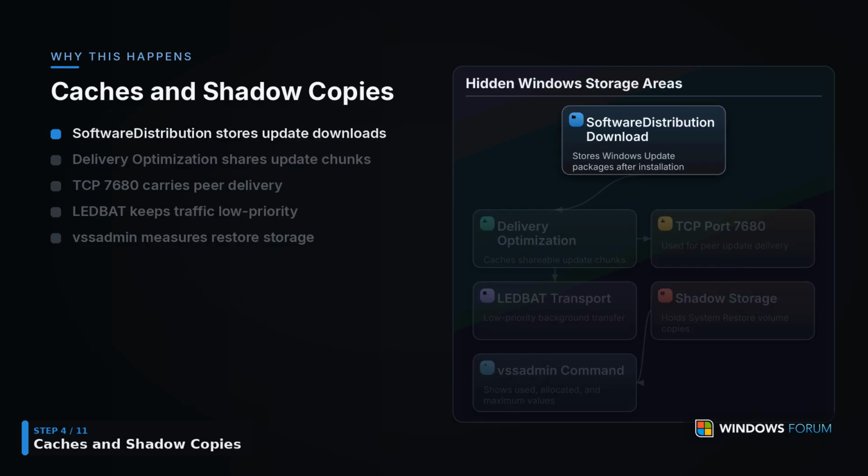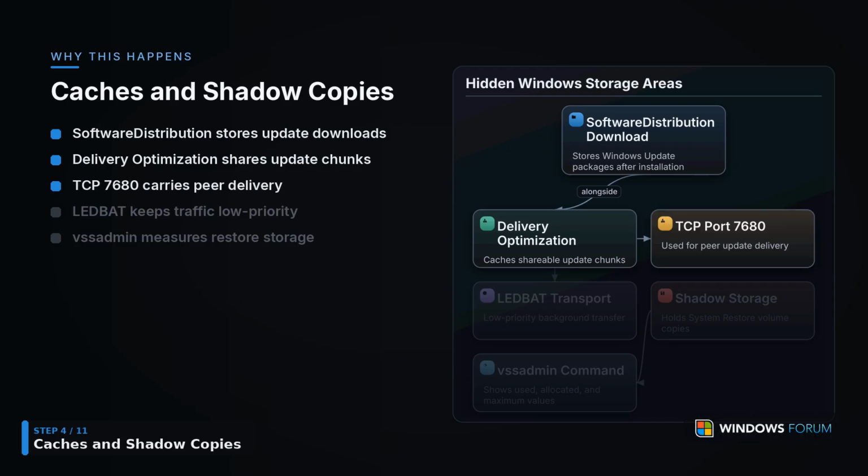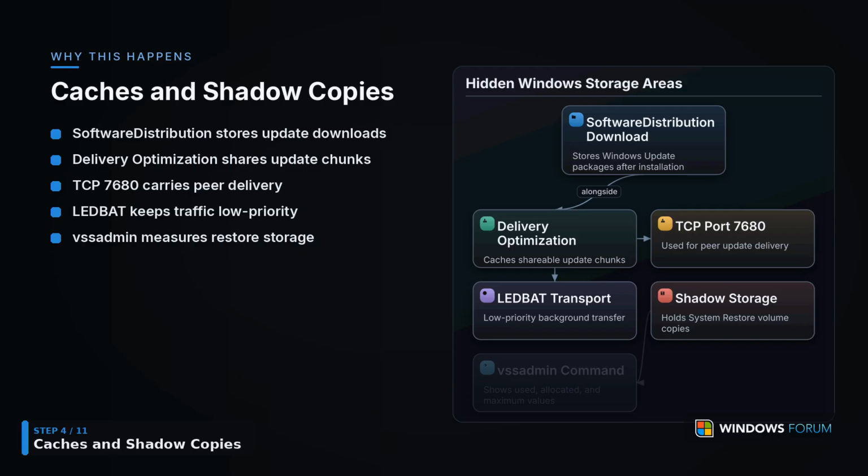Windows also keeps storage in caches that are not obvious from your personal folders. The SoftwareDistribution download folder stores Windows update packages after installation, while Delivery Optimization can cache update chunks your PC may share with other PCs. On Windows 11, Delivery Optimization peer delivery can use TCP port 7680 with LEDBAT, a low priority background transport, and its cache normally lives on the operating system drive.